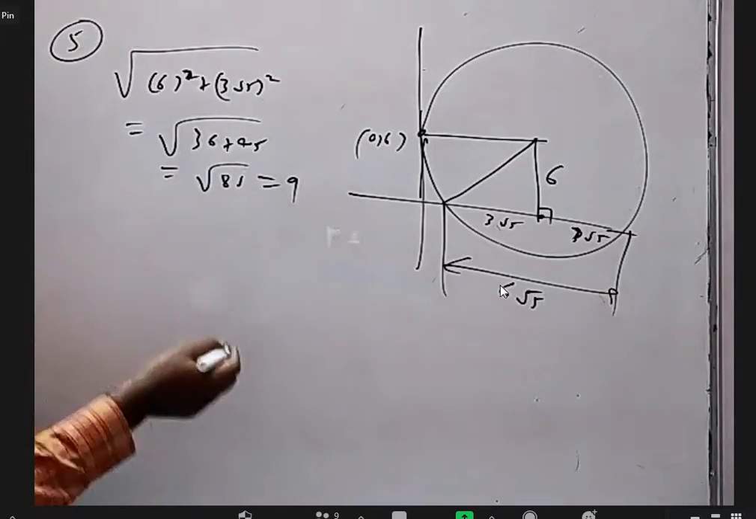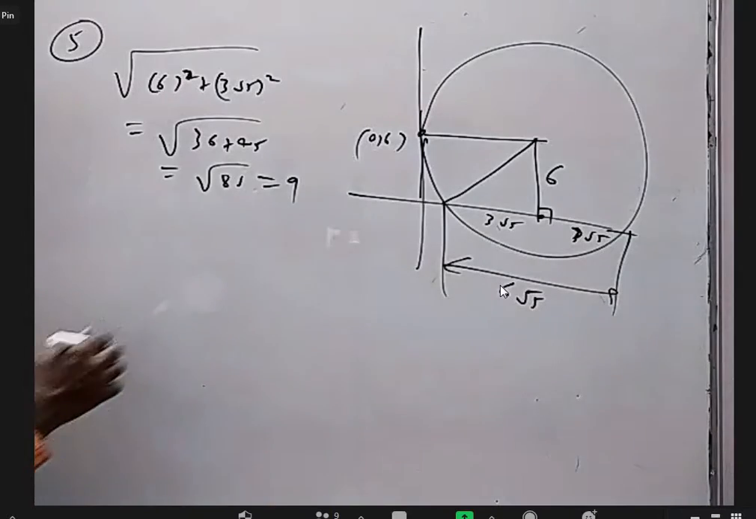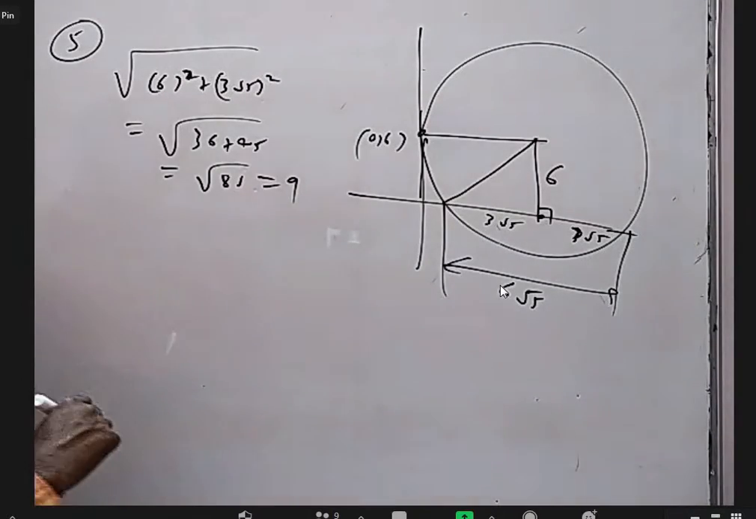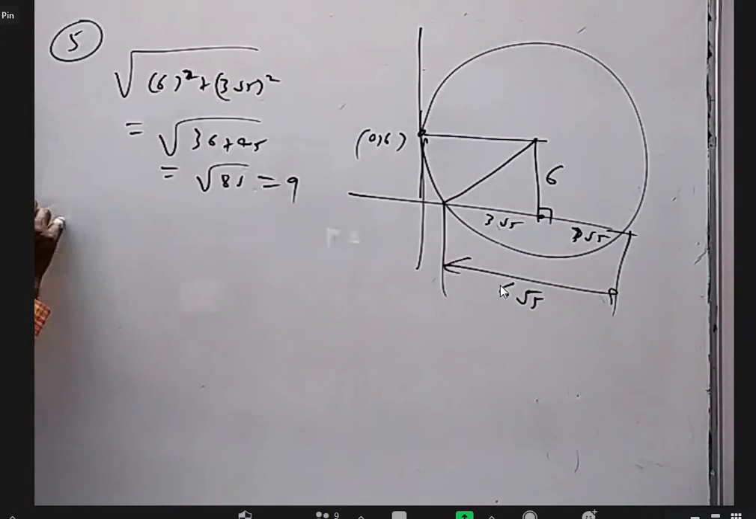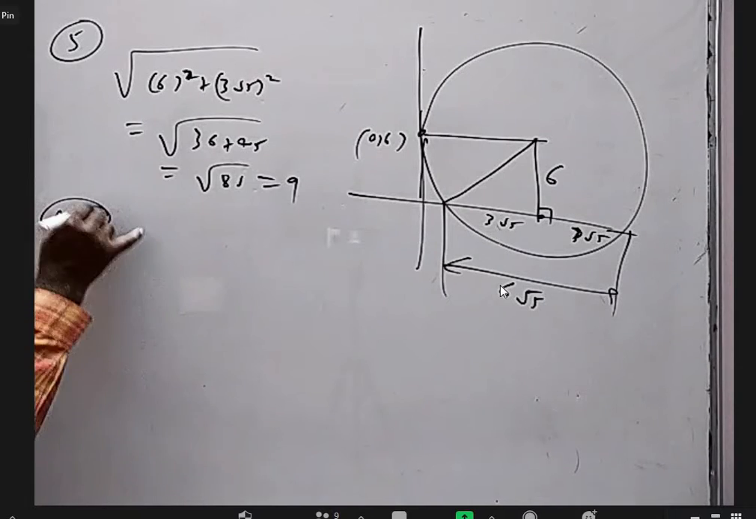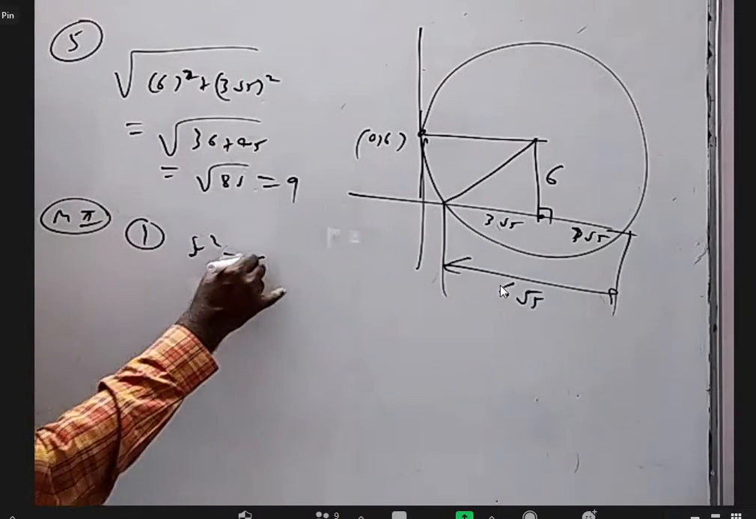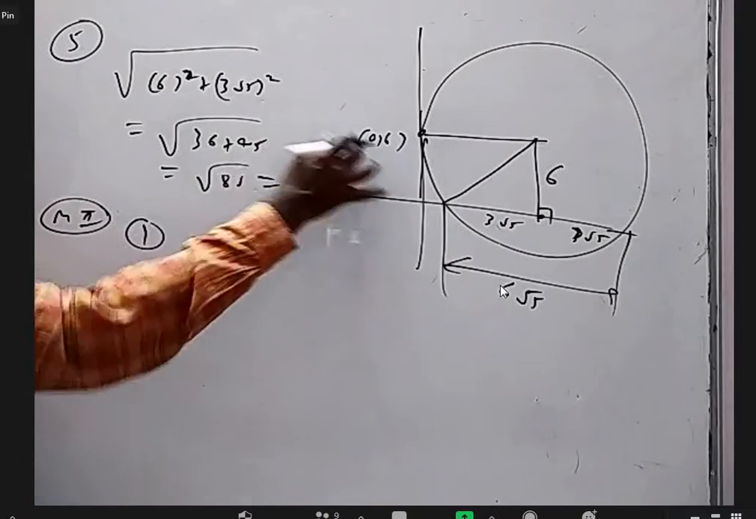Otherwise, for touching the y-axis, the condition is f square equal to c. So another method is method 2. The first condition is f square equal to c. The second condition is that it passes through (0,6).